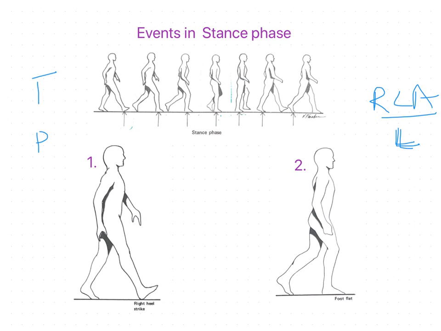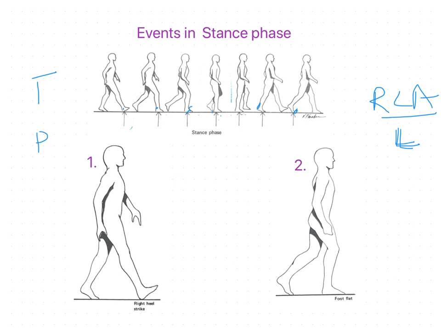So we are going to see these two terminologies. The stance phase constitutes 5 events. One is initial contact, which in traditional terms is heel strike. The next one is flat foot. The third one is mid stance. And then the next are heel off and toe off. These are the 5 traditional terminologies.